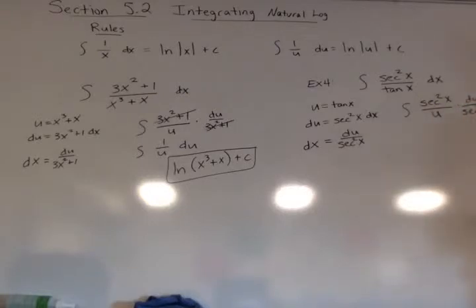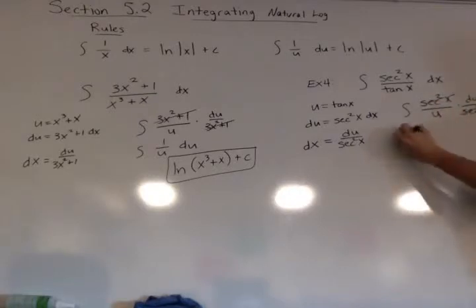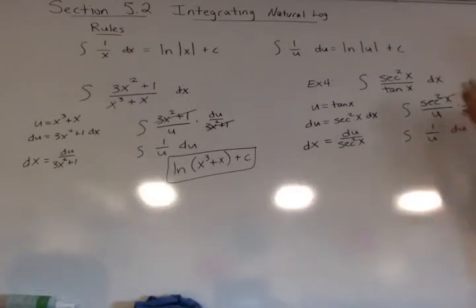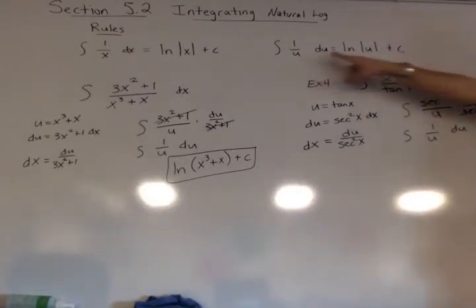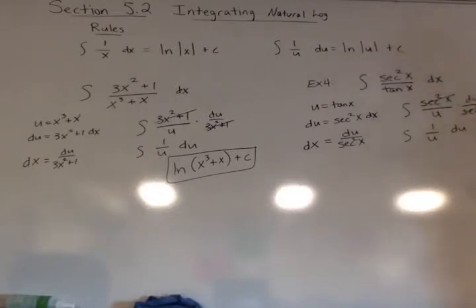And now we can begin to simplify and integrate. Notice our secant squareds would cancel. So I've got the integral of 1 over u du. And again, using this rule, the integral of 1 over u is natural log u plus c. So here we'd have the natural log of tangent x. Again, replacing u, putting it back in terms of x plus c. And that would be my final solution for that integral.